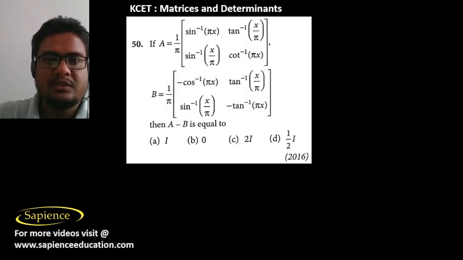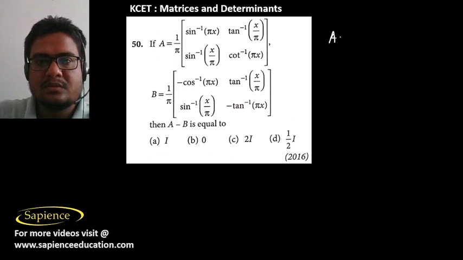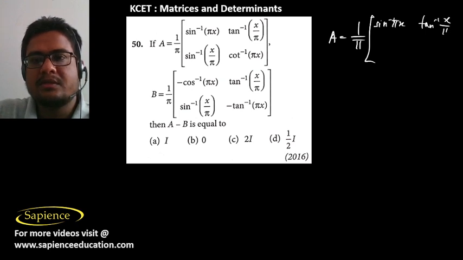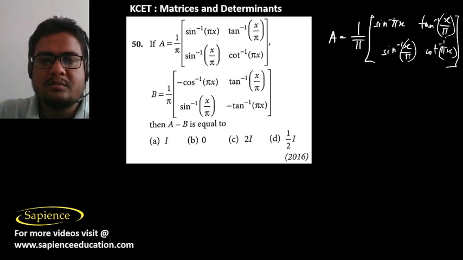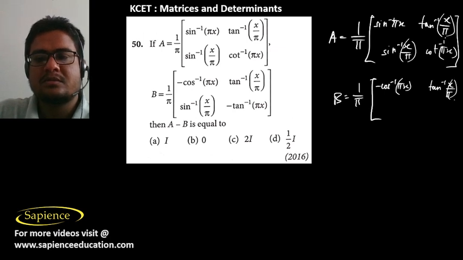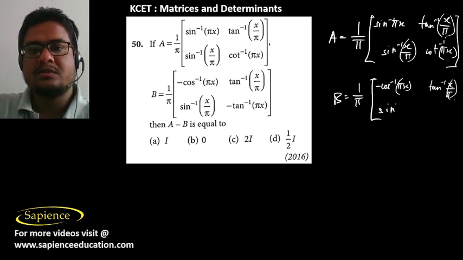Then in question 50 it is told A is equal to 1 by pi times the matrix sine inverse pi x, tan inverse of x by pi, sine inverse of x by pi, cot inverse of pi x, and B is equal to also 1 by pi times the matrix minus cos inverse pi x, tan inverse x by pi, sin inverse x by pi, minus tan inverse pi x.